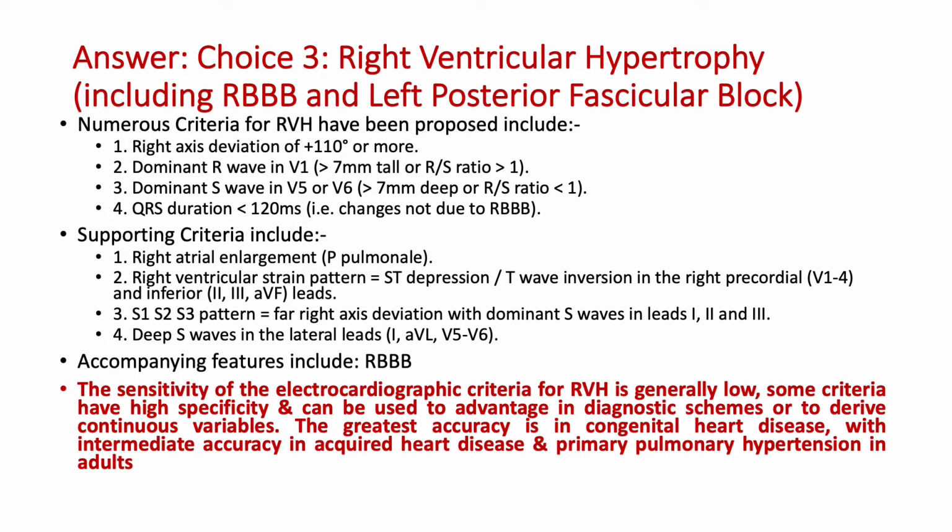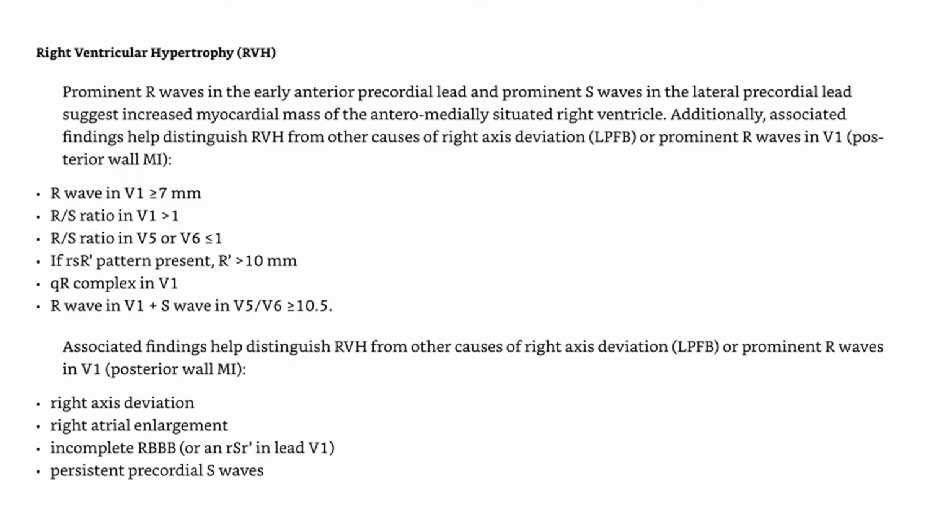It's really important to know the sensitivity of EKG criteria for RVH is generally low. Some criteria have high specificity and can be used to advantage in diagnostic schemes or to derive continuous variables. The greatest accuracy is in congenital heart disease, with intermediate accuracy in acquired heart disease and primary pulmonary hypertension in adults. These are some of the criteria for right ventricular hypertrophy.